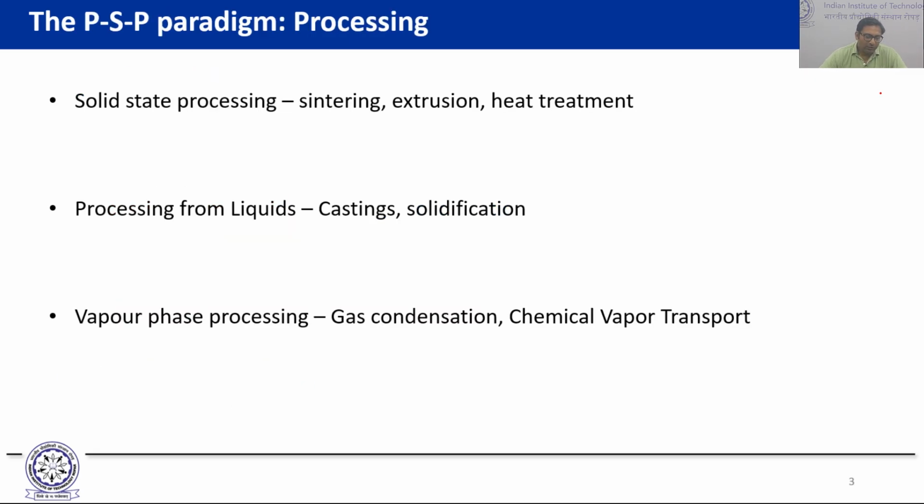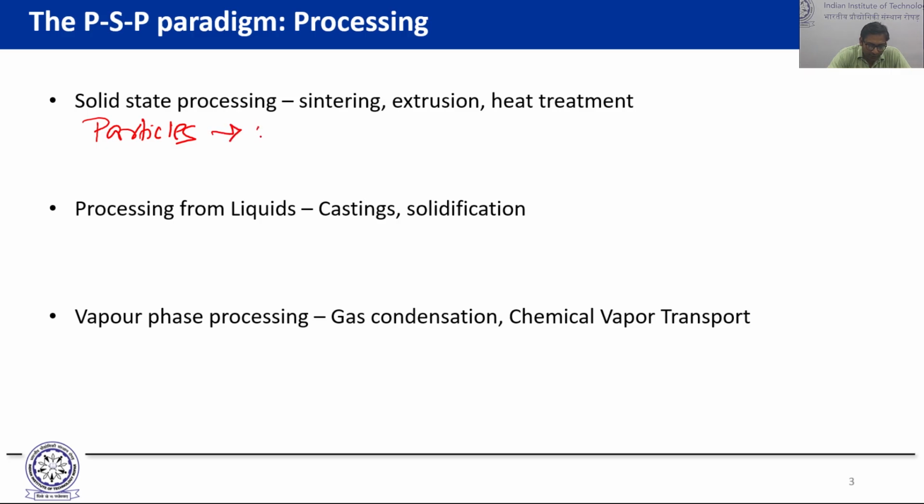Now, if you look at the different types of processing methods, which is essentially the first part of your PSP paradigm, or the processing structure property paradigm, you can see that we can broadly classify the processing methods into 3 types. So you could have solid state processing. With solid state processing, typically you think in terms of powder metallurgy. So what you are basically doing is starting with some form of solid particles.